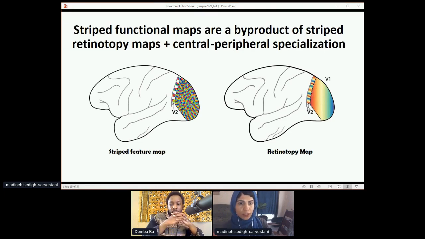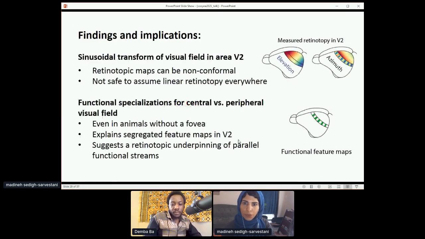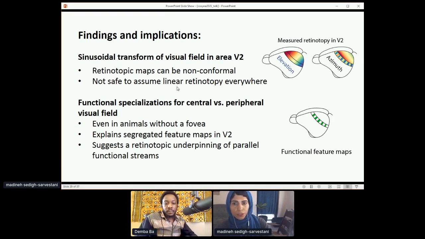For instance, they might be more sensitive to color, and that's why we get these striped feature maps. Okay, and I'll wrap up. So we have two main findings. The first is that there's a sinusoidal transform of the visual field in area V2 of the tree shrew. And this is important not because of the sinusoidal transform, but because it opens the door to looking for and being aware of other non-conformal transforms of the visual field, and not assuming linearity everywhere, which can get you into trouble, for instance, with delineating areas.